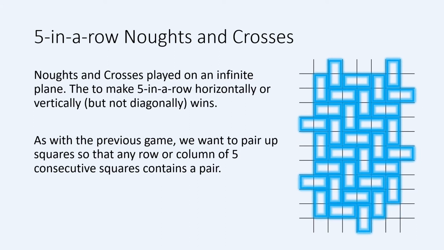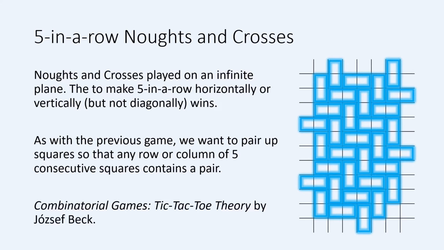You might ask why I excluded diagonals from this game, while diagonals are allowed in regular noughts and crosses. The answer is that if you do include diagonals, no one knows whether there's a winning strategy or a strategy to force a draw. You can pretty easily convince yourself that a simple pairing strategy won't work to force a draw, but this doesn't mean that there isn't some other clever strategy that will work. If you're interested to find out more about variants of noughts and crosses, I read about this open problem in the book Combinatorial Games, Tic-Tac-Toe Theory by Joseph Beck, which consists of 732 pages just on variants of noughts and crosses.